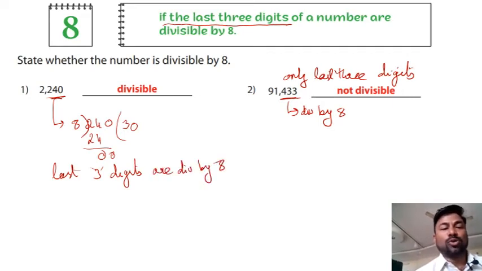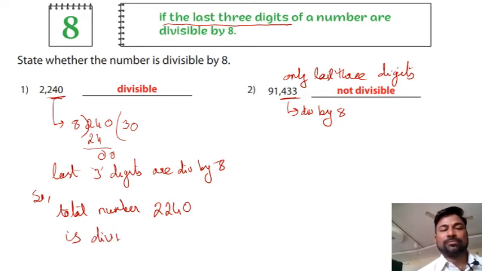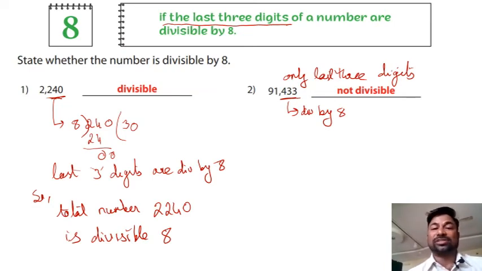So the total number, what is the total number there? 2240 is divisible by 8. So it's a simple number. You have to remember the total number, so we have to check the last three digits.